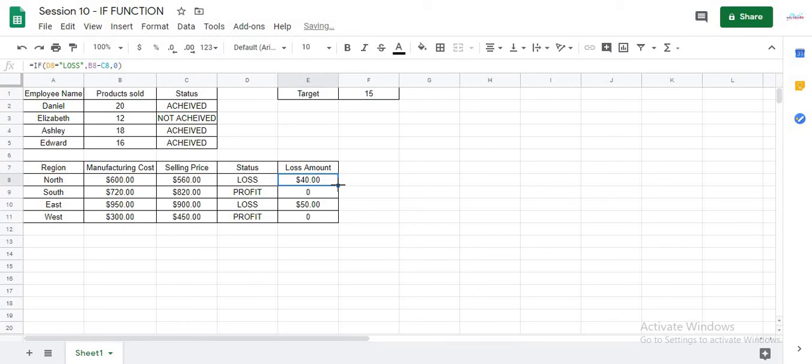I'm going to just copy the formula. In the second row here, the loss amount is reflecting as 0. The reason being, the manufacturing cost was $720, whereas the selling price was $820, and there was a profit in this particular case. And in our expression, we wrote that if the value in this cell is not equal to loss, then the value should return as 0. Hence, we are seeing 0 in this particular cell. So this is how the IF function is utilized in Google Sheets.